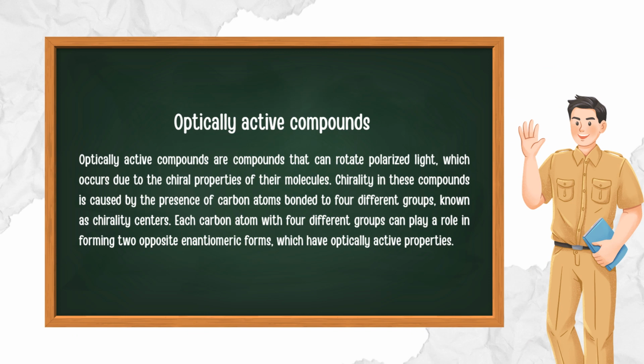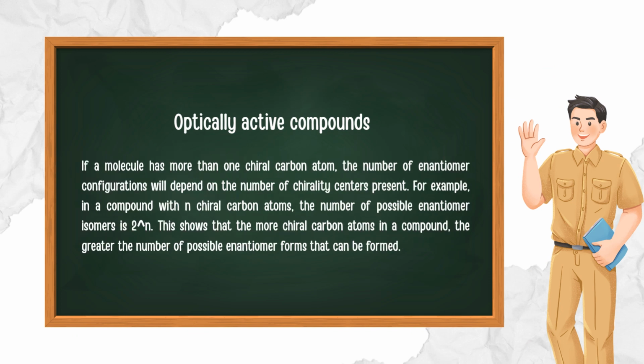Chirality in these compounds is caused by the presence of carbon atoms bonded to 4 different groups, known as chirality centers. Each carbon atom with 4 different groups can play a role in forming 2 opposite enantiomeric forms, which have optically active properties. If a molecule has more than one chiral carbon atom, the number of enantiomer configurations will depend on the number of chirality centers present.